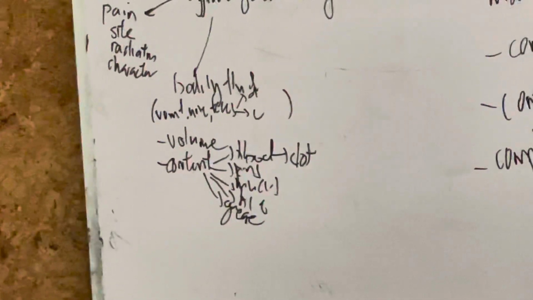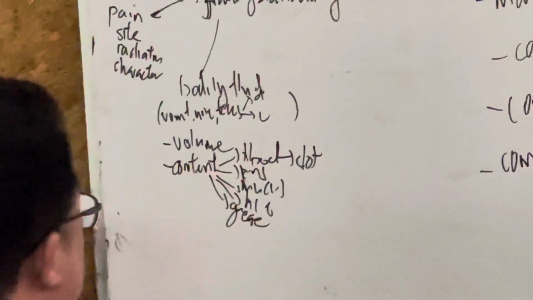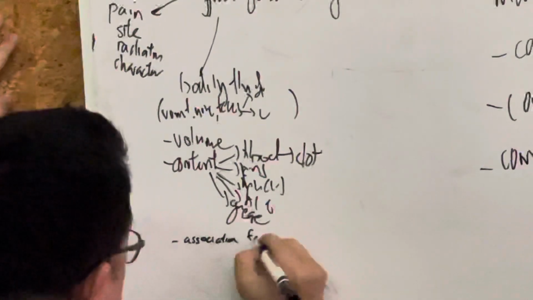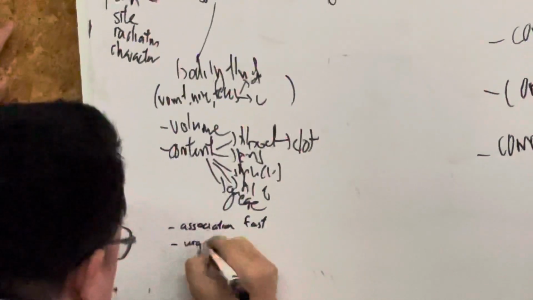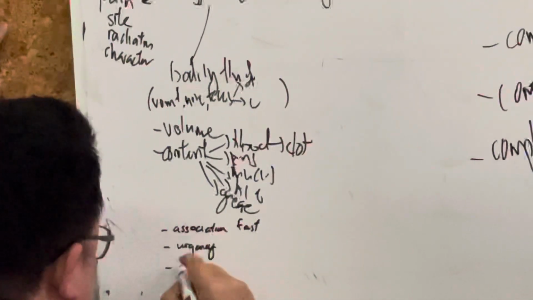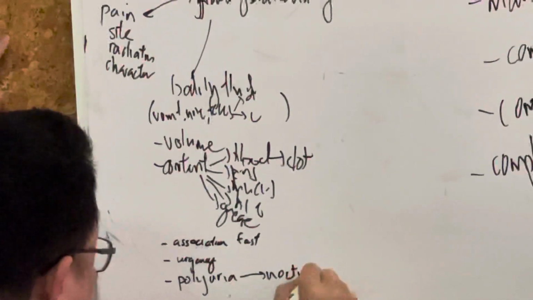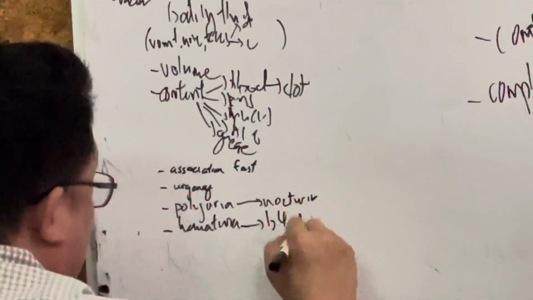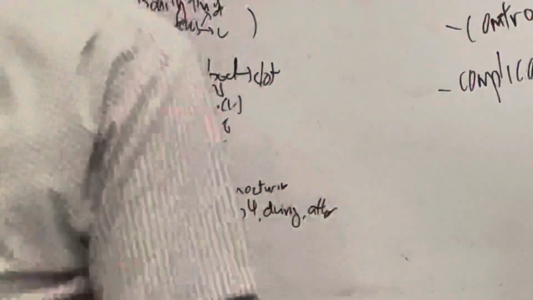Some more, what else? Association with fasting. If you fast, will it go away? If not, then what are other things? You have urgency. If you have to go, you really have to go. If the patient has polyuria, you ask them whether they have nocturia. If the patient is coming to you with hematuria, you ask whether it is before, during, or after the urination. So this is where your bodily fluid comes in.